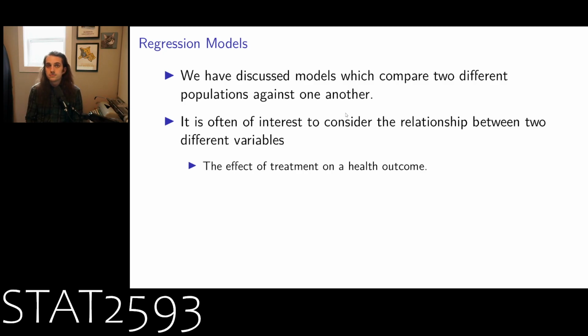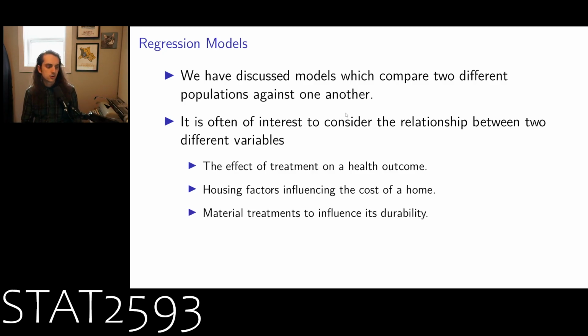If we wanted to know, for instance, the impact that a treatment has on a health outcome, we just looked at how we could test whether that's different from zero, but we haven't looked at how we can quantify that. If we wanted to see how different factors of a house are going to influence the cost of the home, again, we could ask, does it matter how many bedrooms are in the home in order to influence the selling price? But we couldn't say, how does the number of bedrooms influence the selling price of a home?